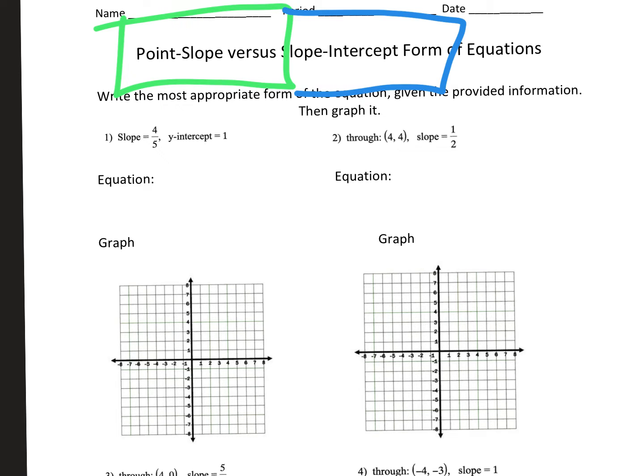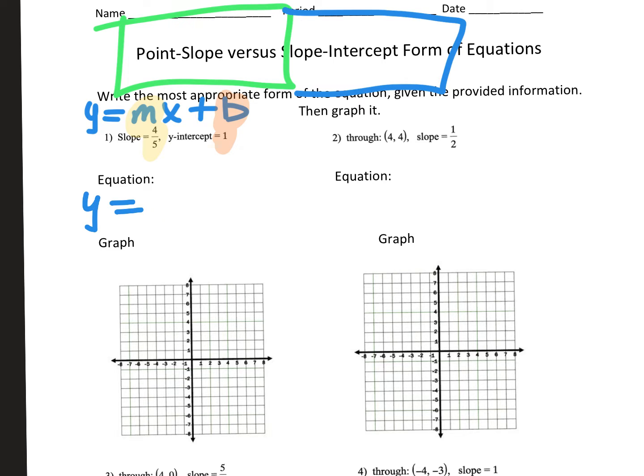So we just reviewed this in the warm-up, so I'm not going to ask you. So y equals mx plus b. So if you are given any problems that give you the slope and the y-intercept, you are going to write it in slope-intercept form because that's what makes the most sense. So in this case, the slope is 4/5, and the y-intercept is 1. So you're just going to write the equation, easy peasy. You're just going to substitute in those values.